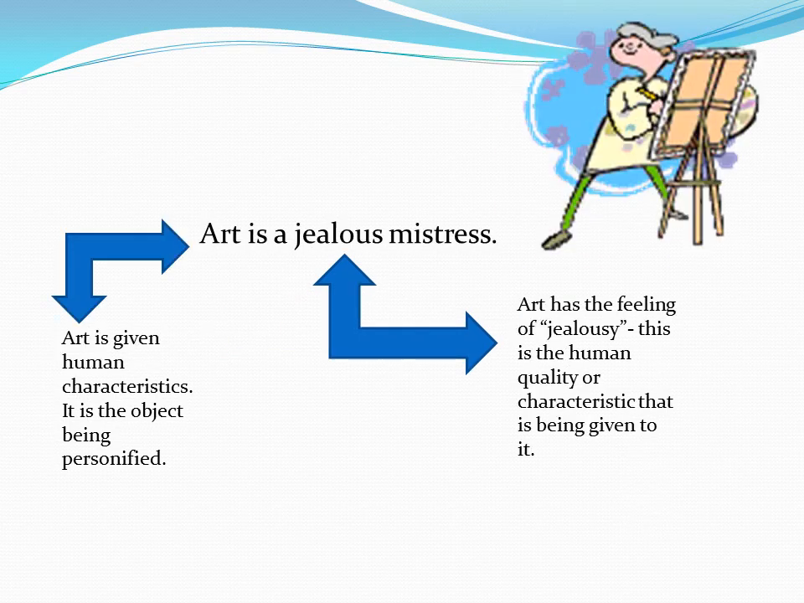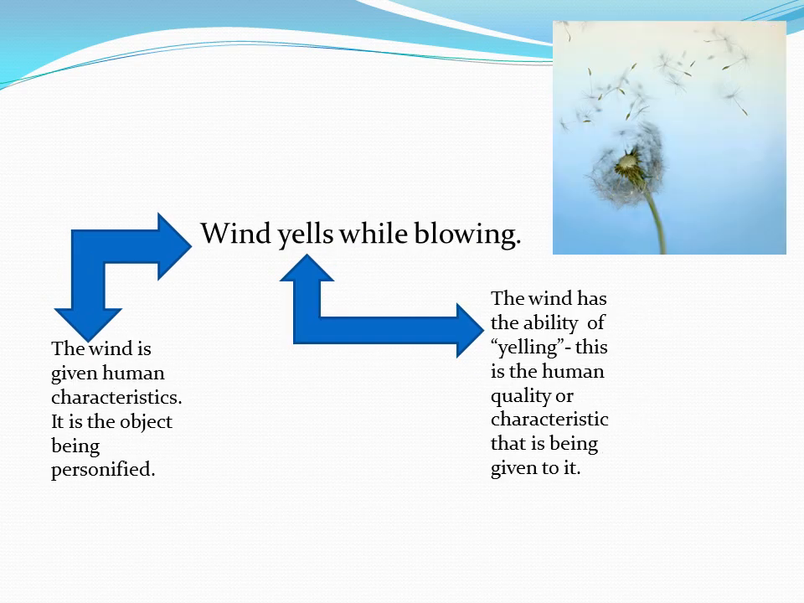In this sentence, where it says, "Art is a jealous mistress," art is the object or the idea. Art isn't living, so it can't really be jealous, but again, that's the point of personification. Art has a feeling of jealousy, and that is the human quality being given. In the sentence, "The wind yells while blowing," the wind is the object, and what it's doing is yelling.